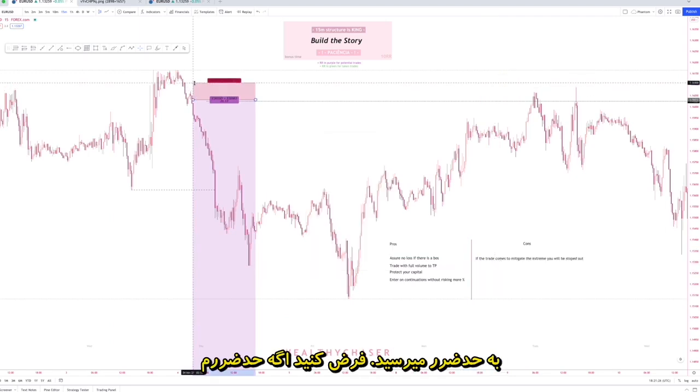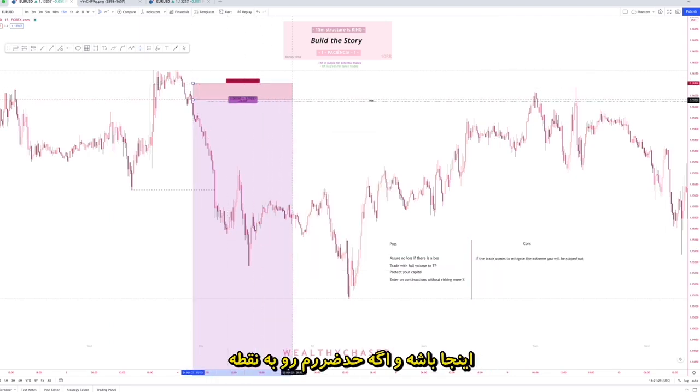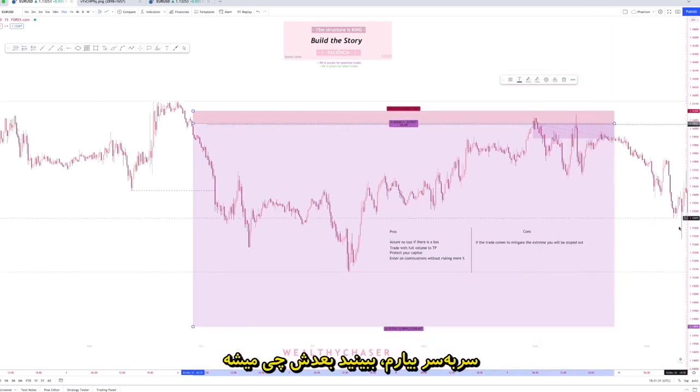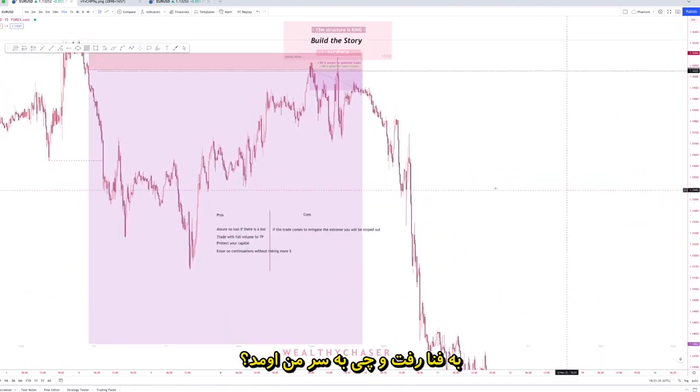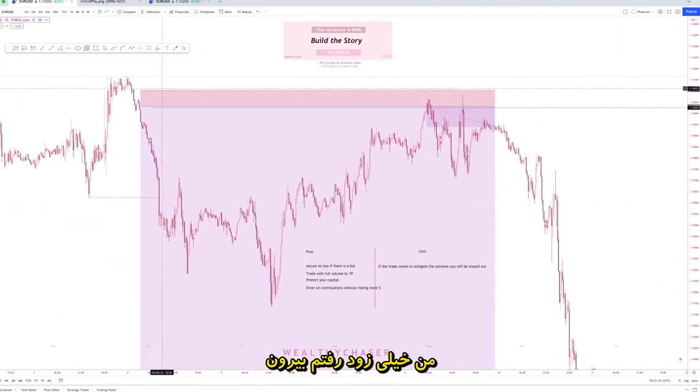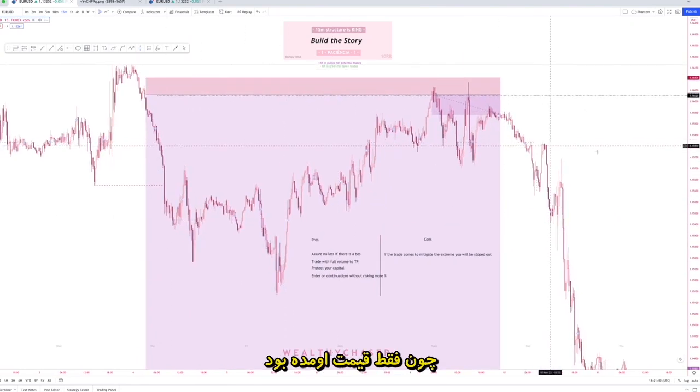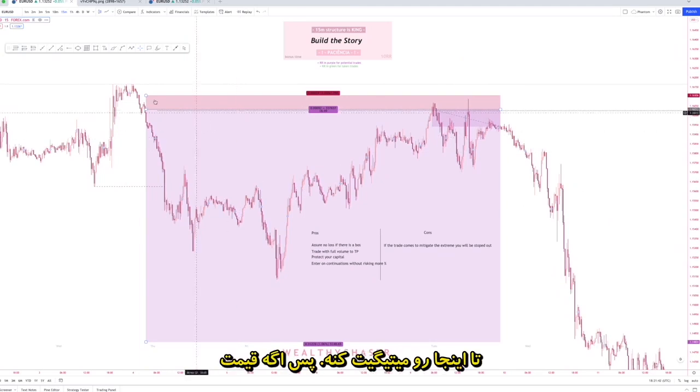Just imagine my stop loss is here. If I move my stop loss to break even, look what happened after. So boom, it melted. And what happened to me? Well, I was stopped too early because of the simple fact that price came to mitigate the extreme.